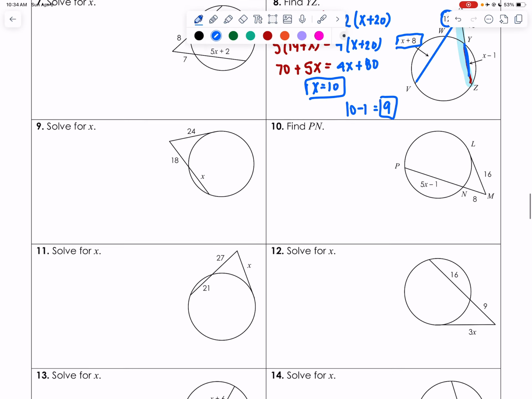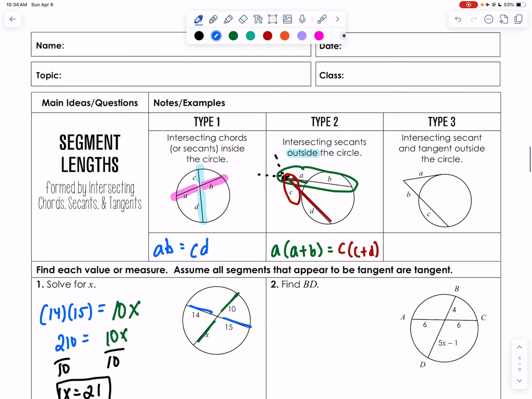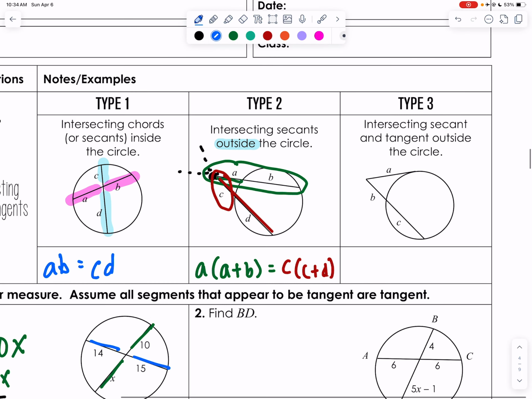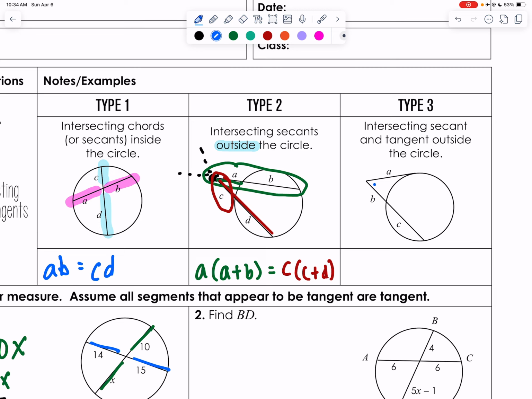All right, last one. So for the last one, I'll call this a bird because it kind of looks like a little bird right here. Now, we have a secant and then a tangent. So we have a tangent right here, and we have a secant right here. They are intersecting outside of the circle.